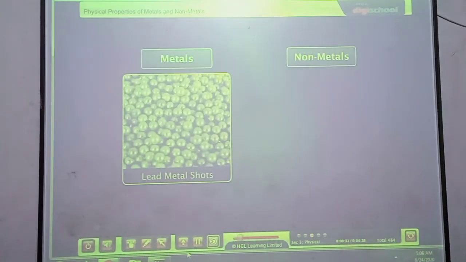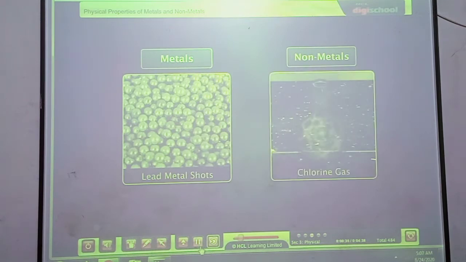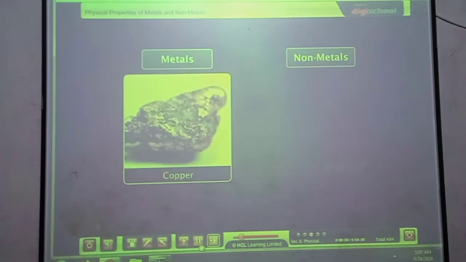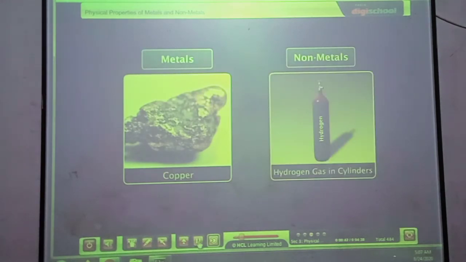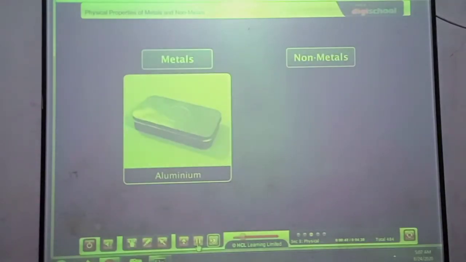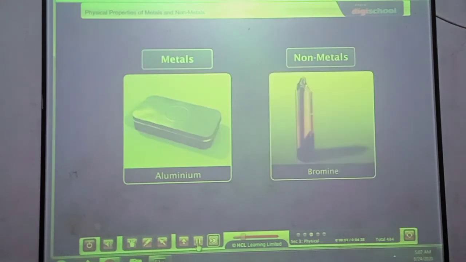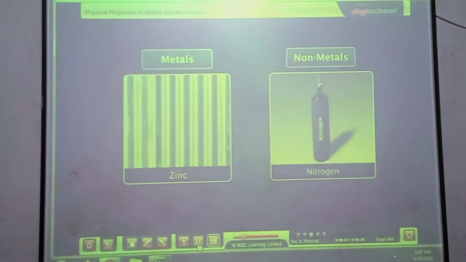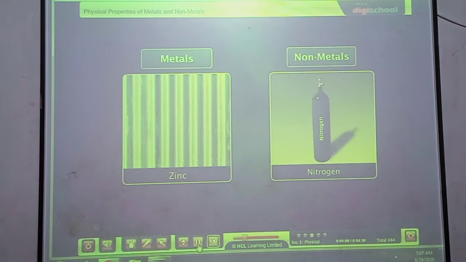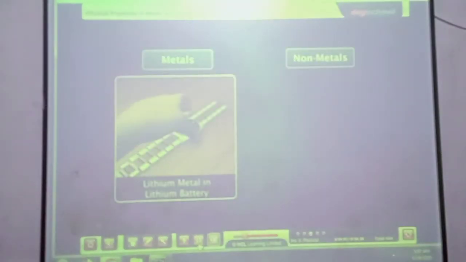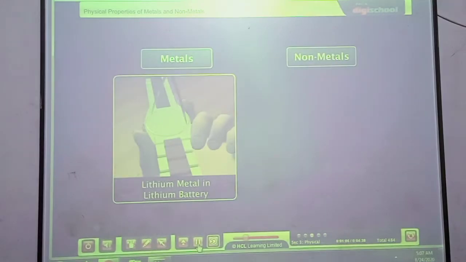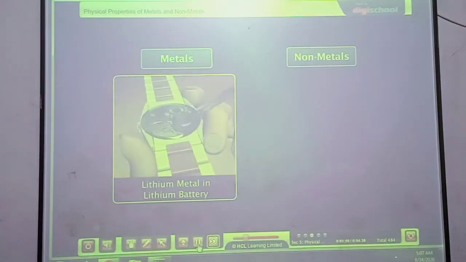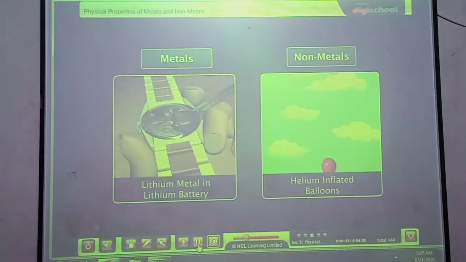Lead sheets are metal. Chlorine gas is a non-metal. Copper is a metal. Hydrogen is a non-metal. Being a gas, it is stored in cylinders. Aluminium is a metal, and liquid bromine is a non-metal. Look at this zinc sheet metal. Nitrogen is a gaseous non-metal kept in a cylinder. You may have seen the metal lithium in batteries used in calculators, watches, etc. Helium gas is a non-metal. It takes you high in the sky.